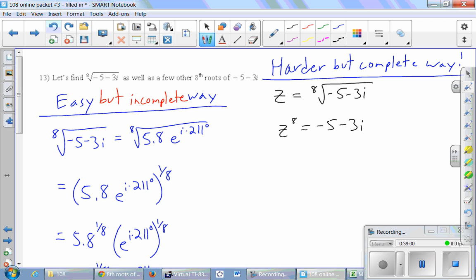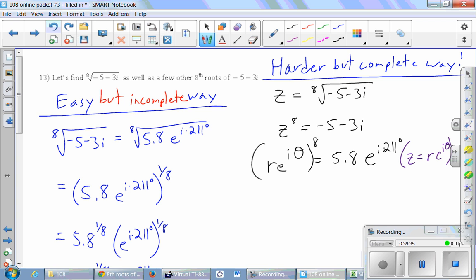Okay, so we're going to start changing things. Instead of -5 minus 3i, we're going to write that in our polar version of things because that's more useful today. 5.8 e to the i times 211 degrees. And then over here we had z to the eighth, but we're going to rewrite z in some generic polar version of things. So let's go ahead and call that r e to the i theta, just as a generic name instead of z. So we're just going to say where z is equal to r e to the i theta.